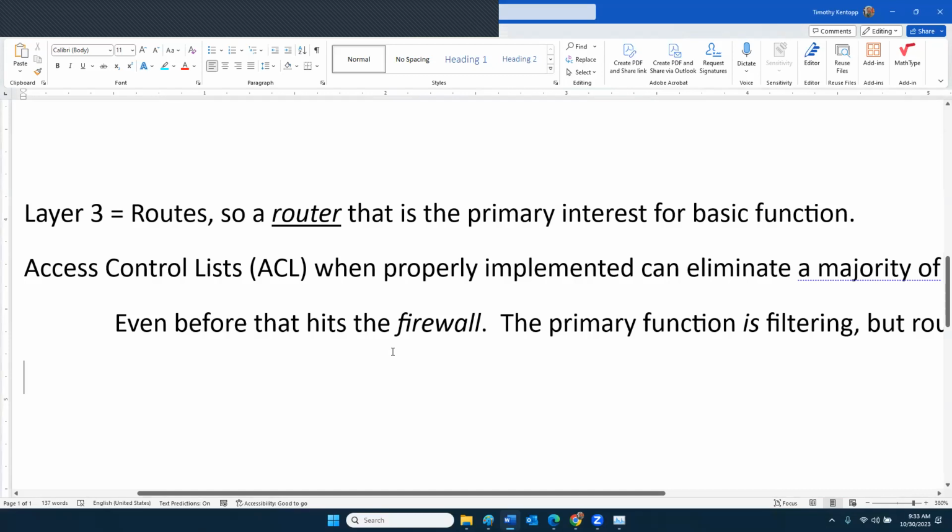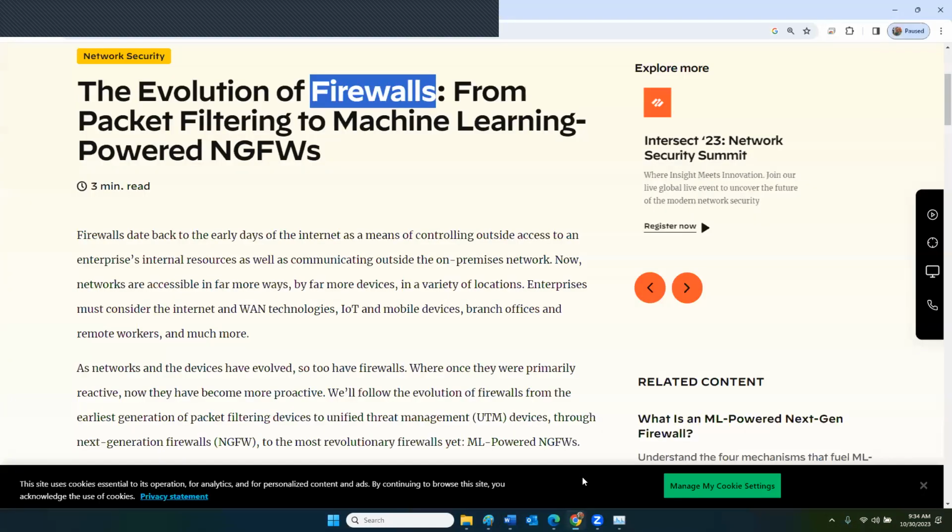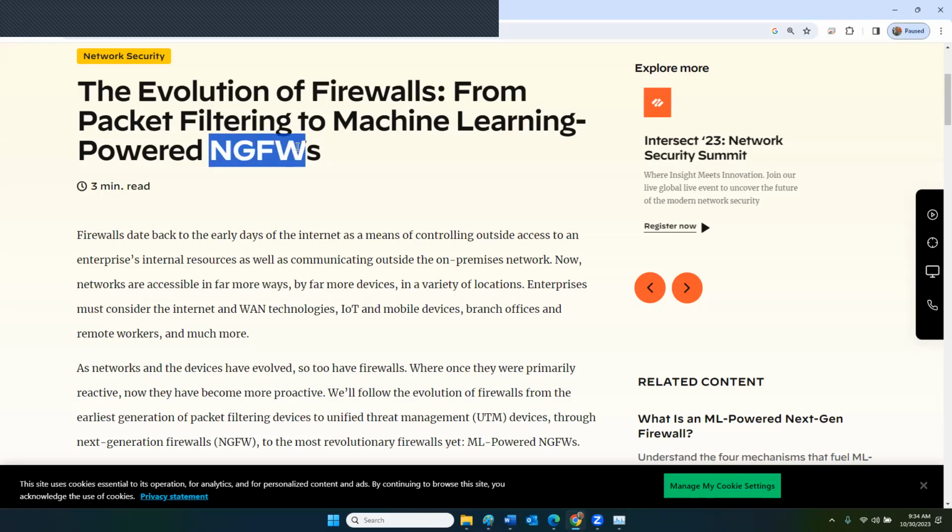Well, you're not going to see that as something that's played up all that much. And that's because it isn't sexy. Okay, we go to cybersecurity conferences, we learn about the NGFW. Does anybody know what NGF means? Next generation firewall, right? So whenever you see NG, that's next generation firewall.